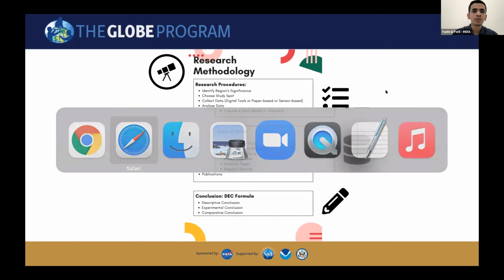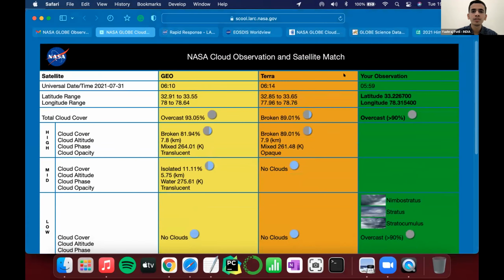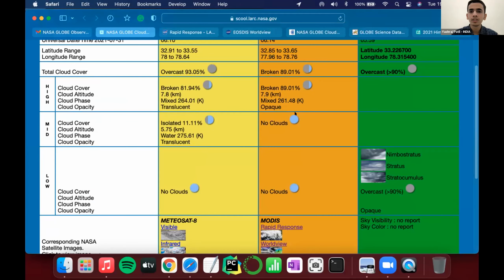So I must move on towards the space-based data analysis. As you can see, my data got matched with the Terra satellite, and during that phase, I could see those differences, like what the satellite actually fails at, what actually hinders during its observation. So you must see those things.